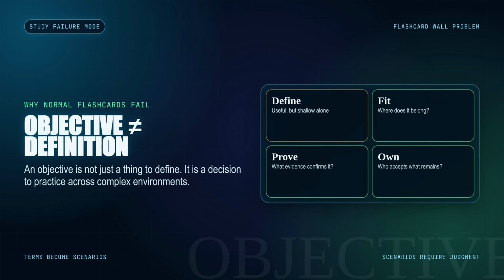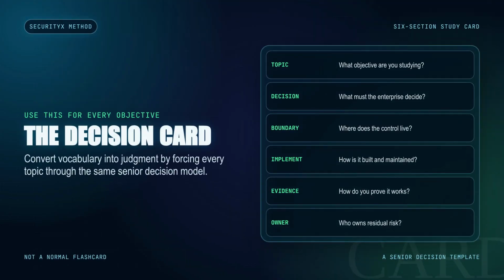If the objective mentions a technology, ask where it fits. If it mentions a framework, ask what decision it supports. If it mentions monitoring, ask what evidence proved the control works. If it mentions cloud, ask where shared responsibility changes ownership. The goal is not to memorize one sentence per term. The goal is to build a mental model you can use in scenarios.